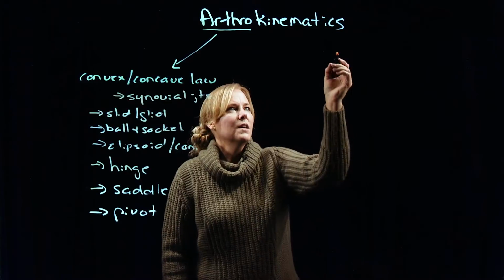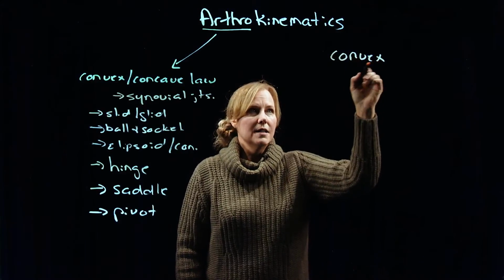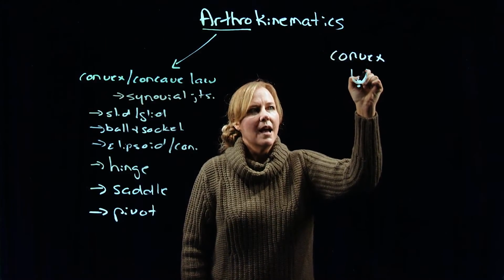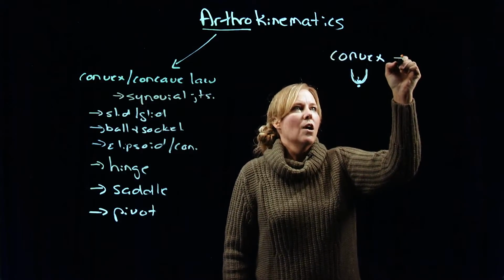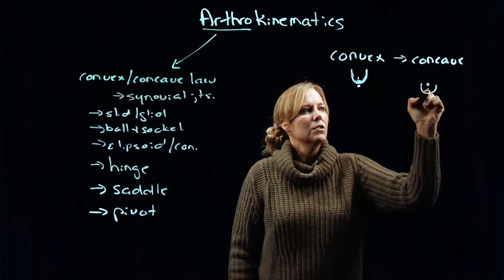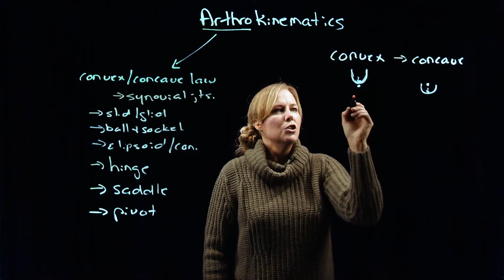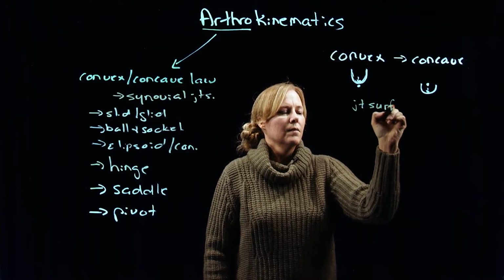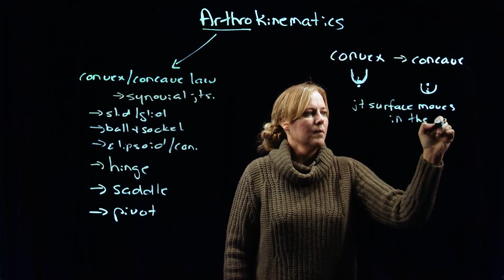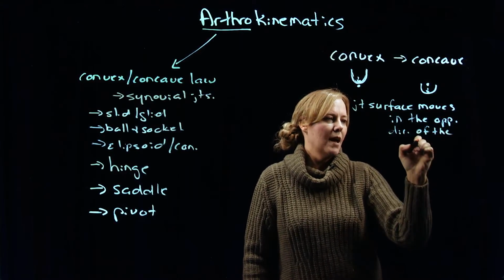A pivot joint. So we know that the convex concave law states that when a convex surface, and we know that to be a surface that protrudes out, so you're inside the joint, and it's a surface that comes out like that, moves on a concave surface, and we know if we're inside a joint, this is a concave surface, so you're looking here inside the joint, that when a convex surface moves on a concave surface, the joint surface moves in the opposite direction of the body part. And let me just do that with you here.